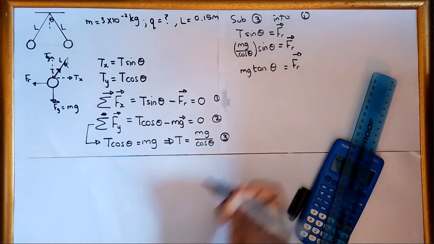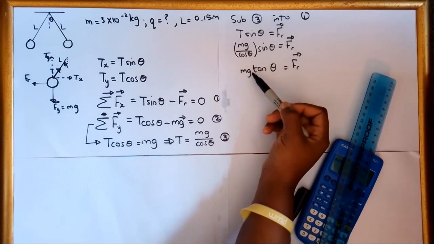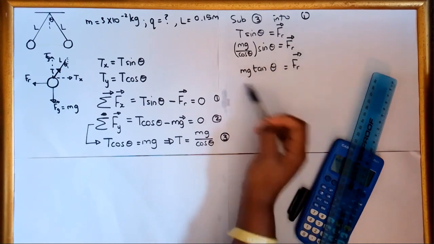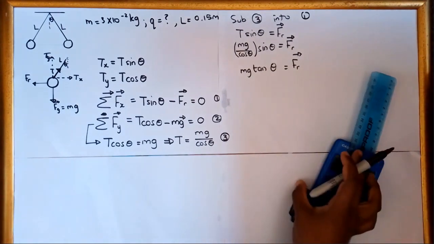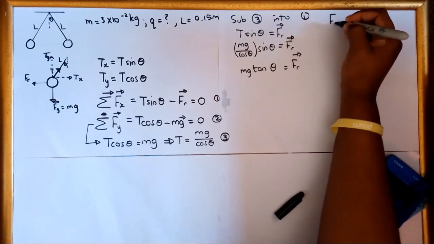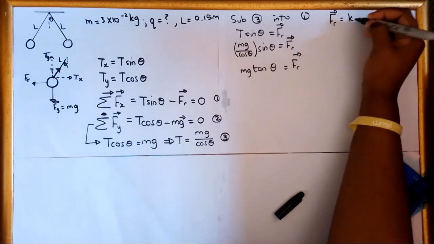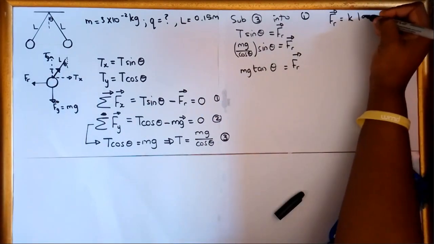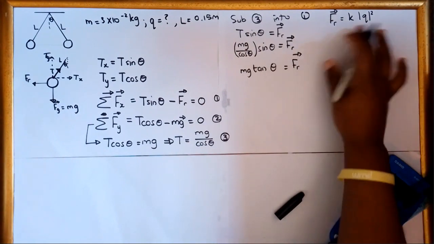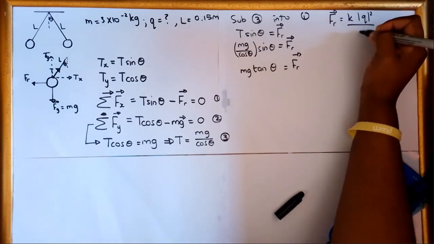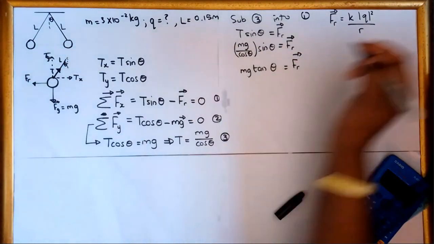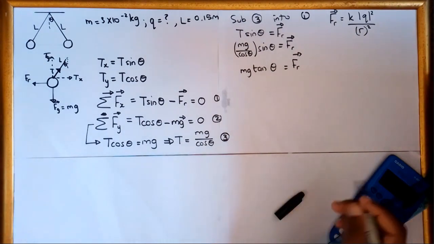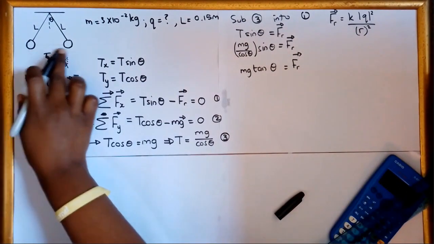So we have our m value, which we are given. We know that g is 9,8. We know that theta is 5 degrees. And we know that this is equal to the repulsion. Now the repulsion is equal to K Q squared, because the spheres are identical, divided by the distance between the spheres squared.